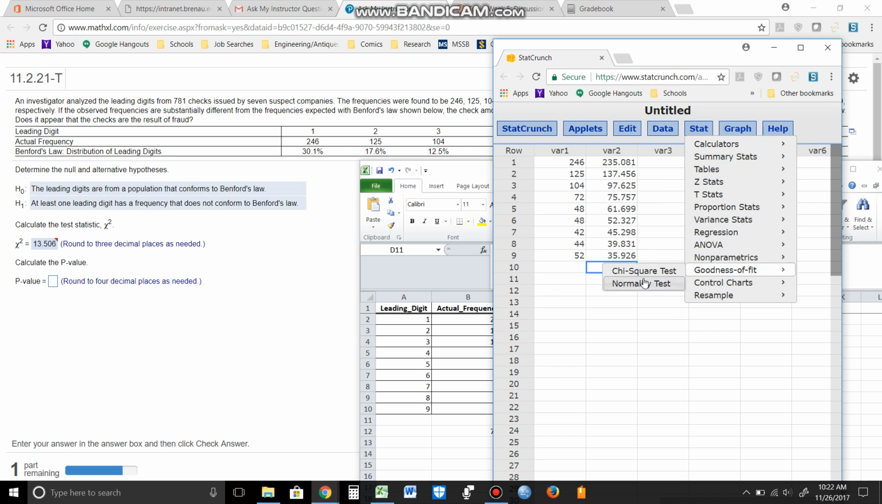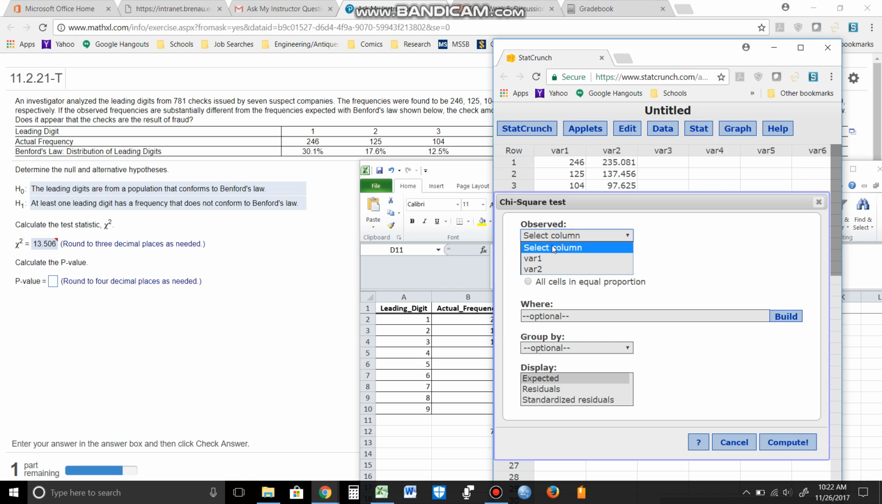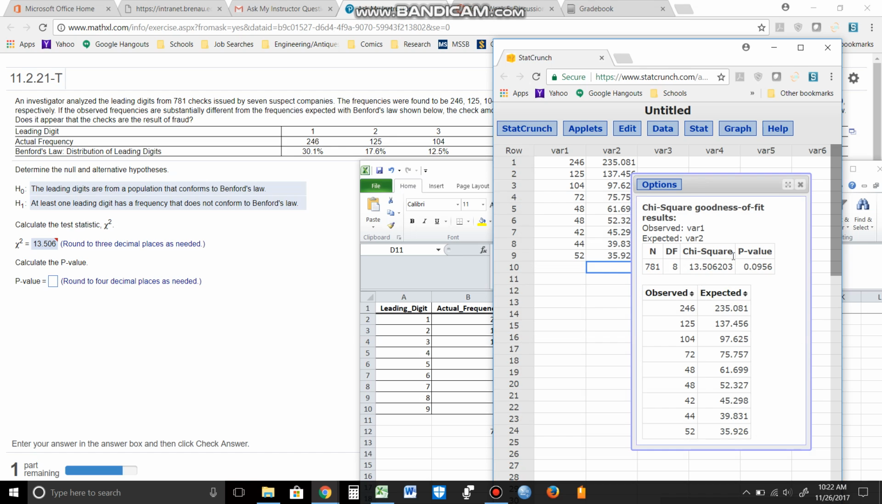Stat, goodness of fit, chi-square. The observed column is var1. The expected column is not going to be equal, so don't do the equal proportion one. This is Benford's law. So we do not want to select this. We actually have to give the expected results because they are not the same for Benford's law. Compute. Here's my chi-square right here, 13.506. My p-value, 0.0956.